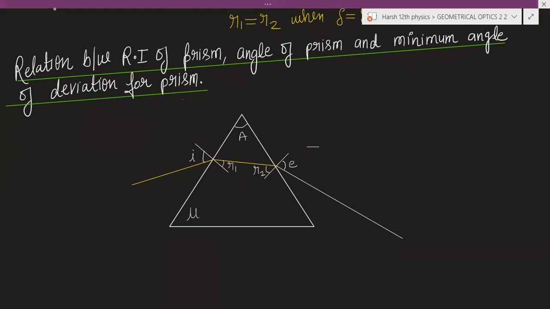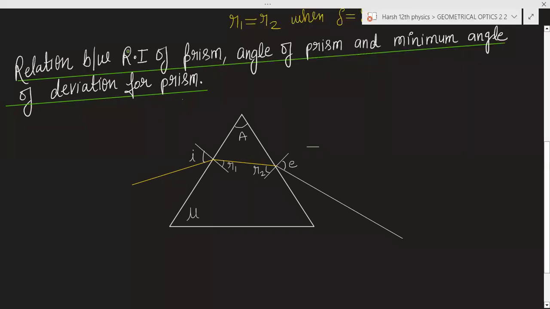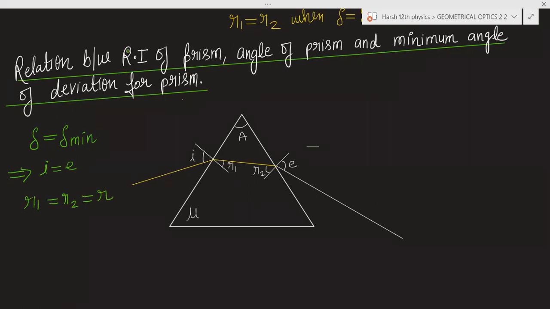Here we are talking about the minimum angle of deviation, which means del becomes del minimum. So if this is the condition, then I must be equal to E, and R1 must be equal to R2. Let us suppose this is equal to R.